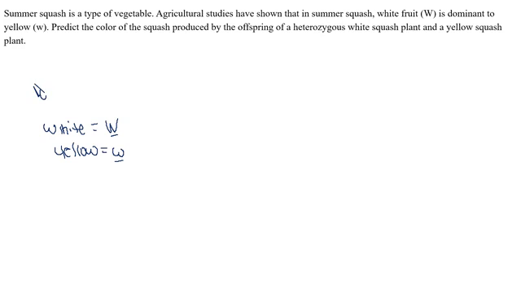So it says predict the color of the squash produced by the offspring of a heterozygous white squash plant. So remember, to have whites, you must have at least one of these alleles, the dominant allele. And heterozygous means basically, remember, they have one of each. So we have this individual here, and we're crossing it with a yellow squash plant. Okay, so in order to show the recessive phenotype, which is yellow, both the alleles must be the recessive allele. Okay, so you're crossing it with that.